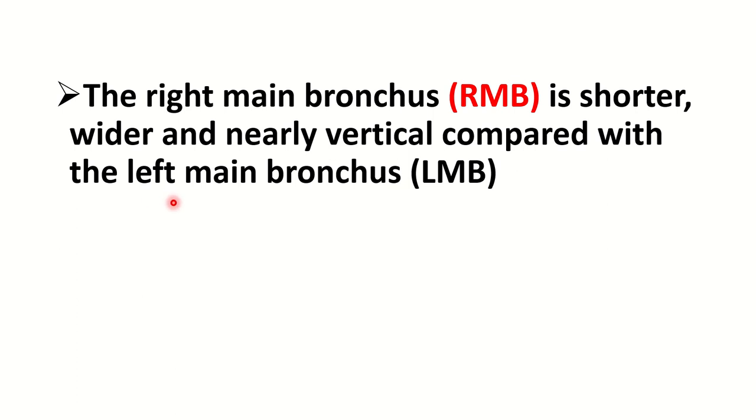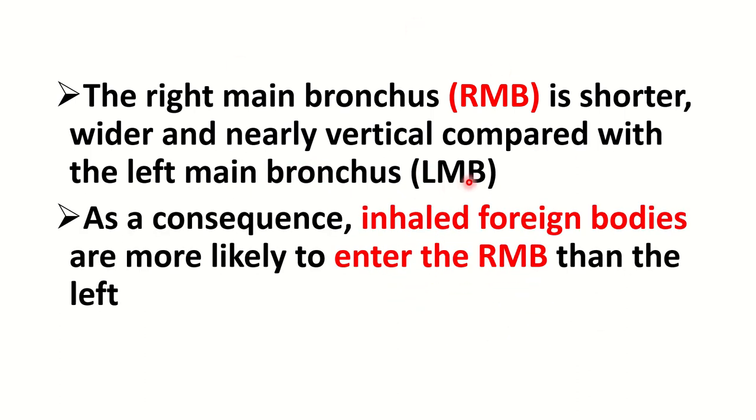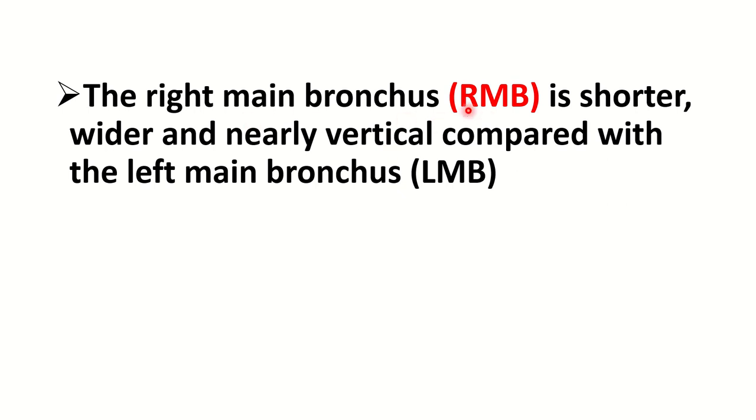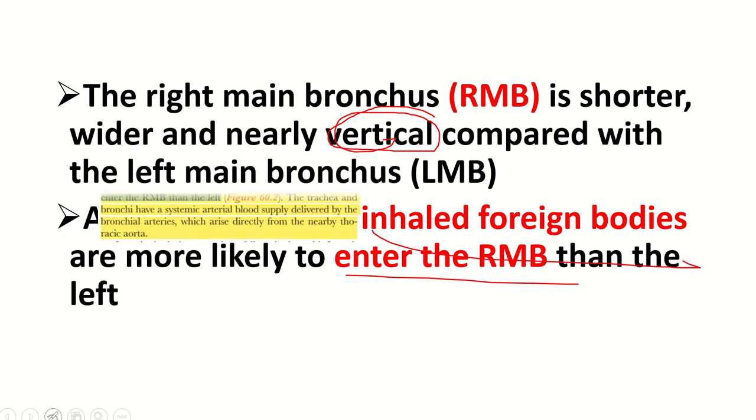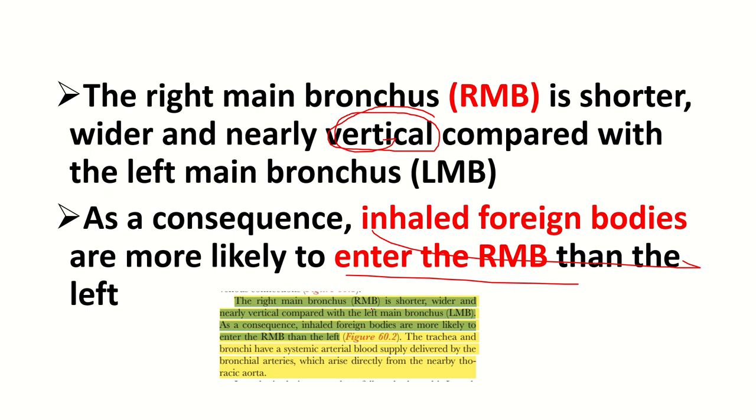So let's see the details. The right main bronchus is shorter, wider, and nearly vertical compared with the left main bronchus. It is the most important cause, that the right main bronchus is vertical. This point is very important, as it is more vertical, so the foreign body usually settles in the right lung. As a consequence, inhaled foreign bodies are more likely to enter the right main bronchus than the left. This is a direct snapshot from the Bailey & Love surgery book.